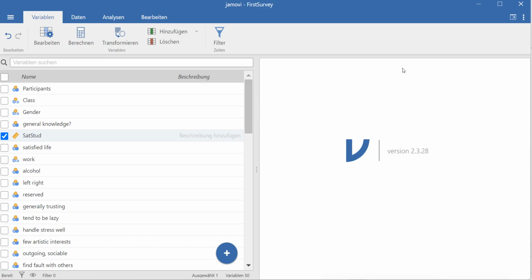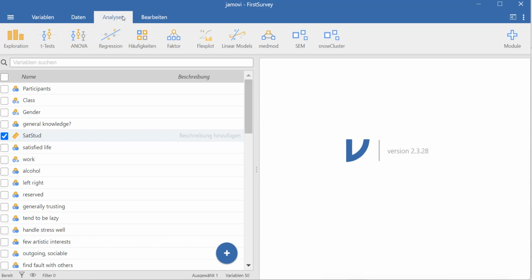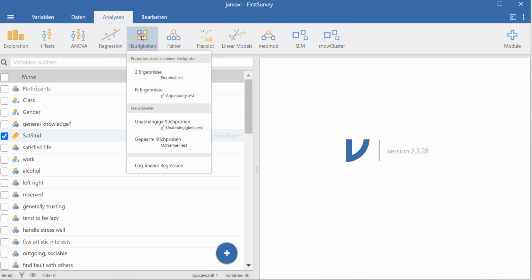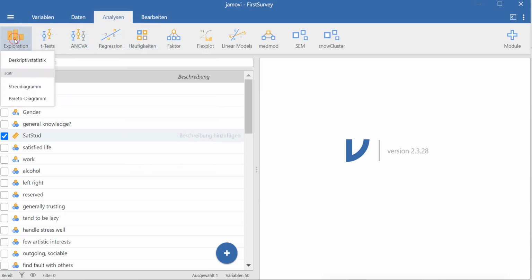The important procedures, especially for the exams, you find under Analyze. And let's start with data exploration. After that, we will have a look at t-tests, at the ANOVA. Here you find the correlation analysis, and here you find the chi-square independence test for cross tables. So let's start with data exploration and the descriptive statistics.